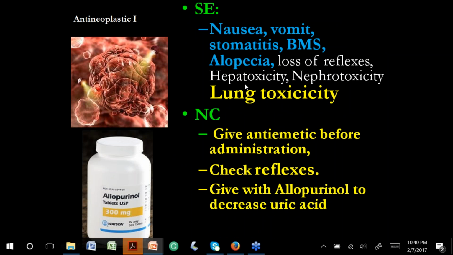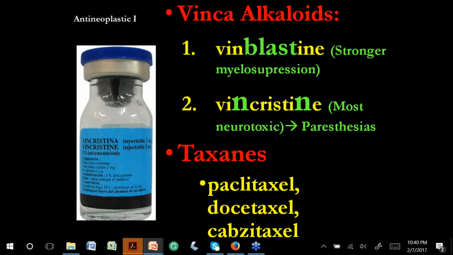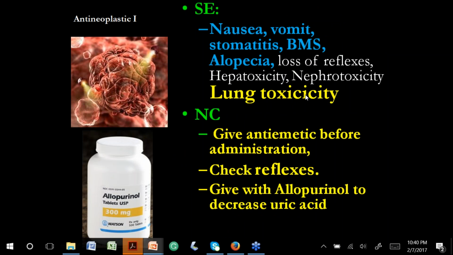All right, so here we have nausea, vomiting, stomatitis, BMS, alopecia, and lung toxicity. The mitotic inhibitors can produce lung toxicity. What is lung toxicity? It is the inflammation of the alveoli, so it's what we call pneumonitis. Lung toxicity, okay.